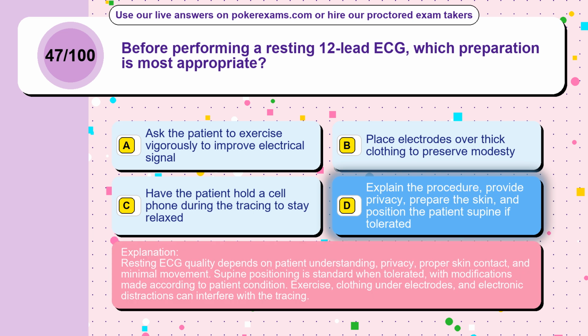Resting ECG quality depends on patient understanding, privacy, proper skin contact, and minimal movement. Supine positioning is standard when tolerated, with modifications made according to patient condition. Exercise, clothing under electrodes, and electronic distractions can interfere with the tracing.